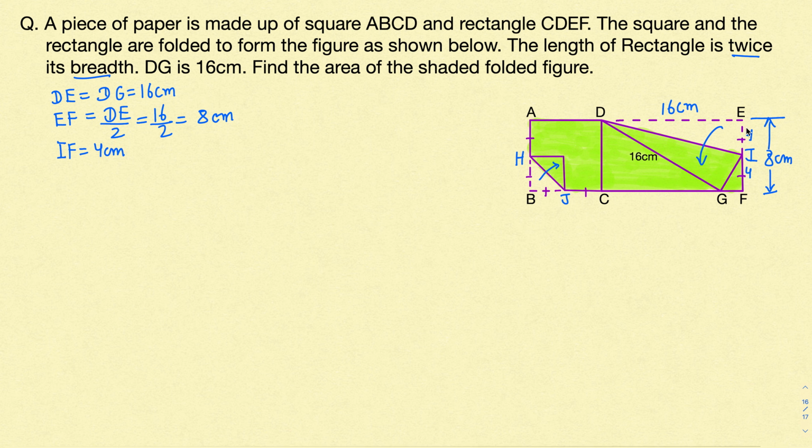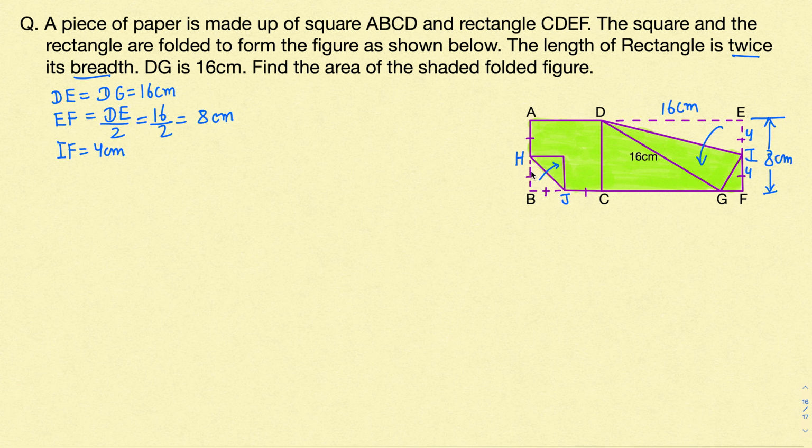And similarly, the breadth of the rectangle is the same as the length of the square here. EF is the same as DC, which is the length of the square, and hence AB will also be the same as EF, which is 8 cm.